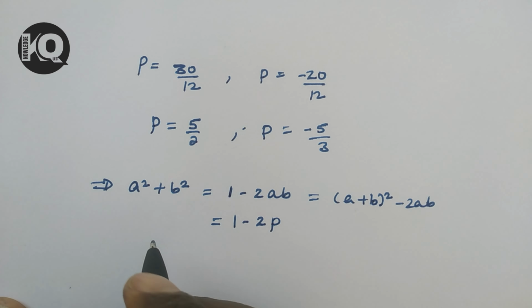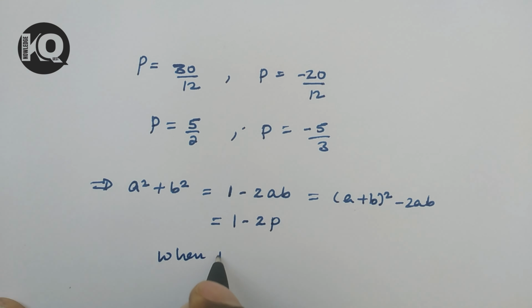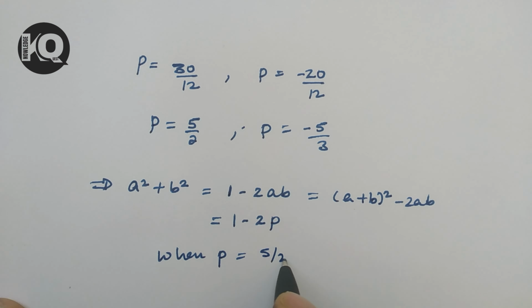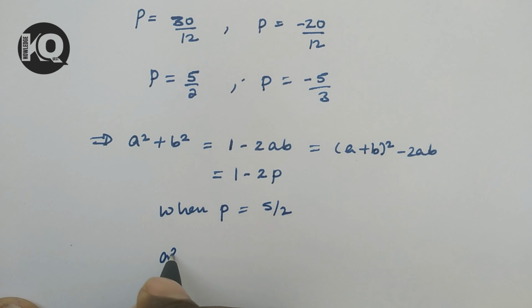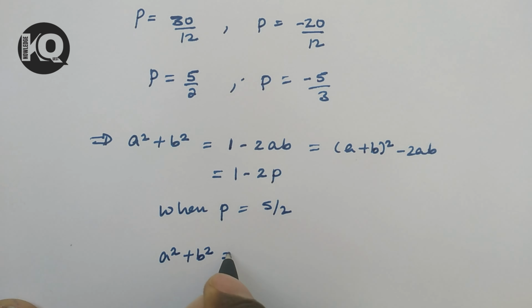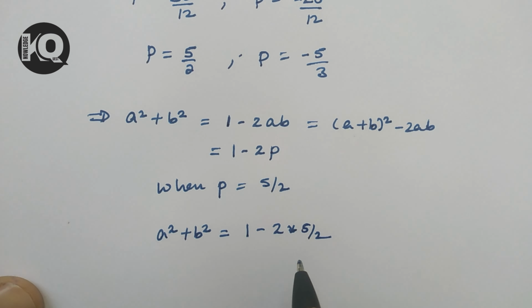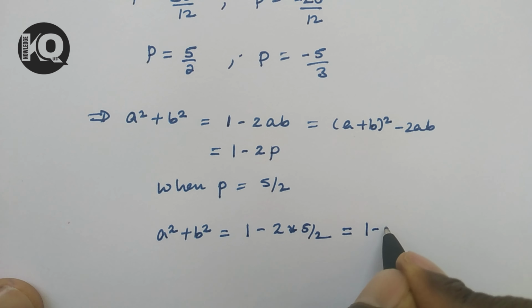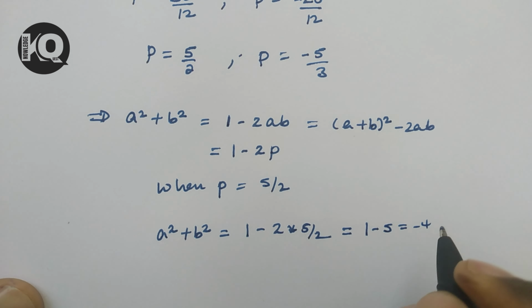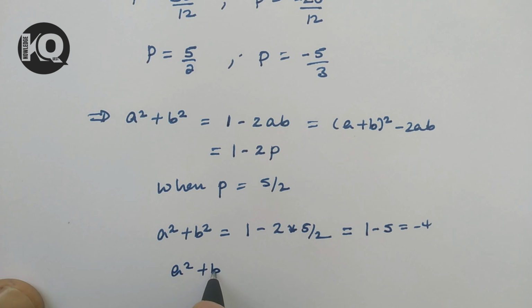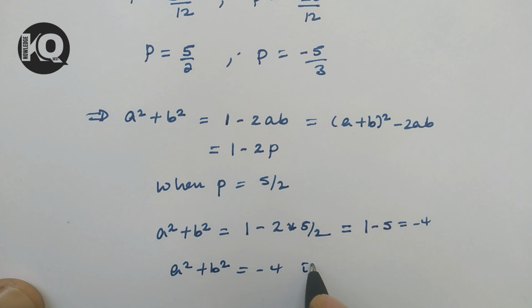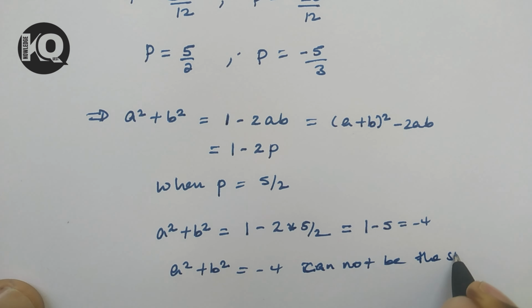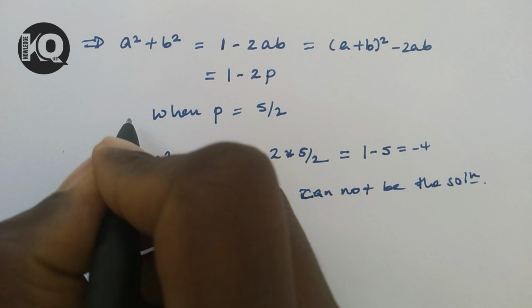So when p is equal to 5 over 2, what will be the value of a squared plus b squared? a squared plus b squared is equal to 1 minus 2 times 5 over 2. So this is equal to 1 minus 5, which is minus 4. So a squared plus b squared, which is equal to minus 4, cannot be the solution. So let's check the second one.